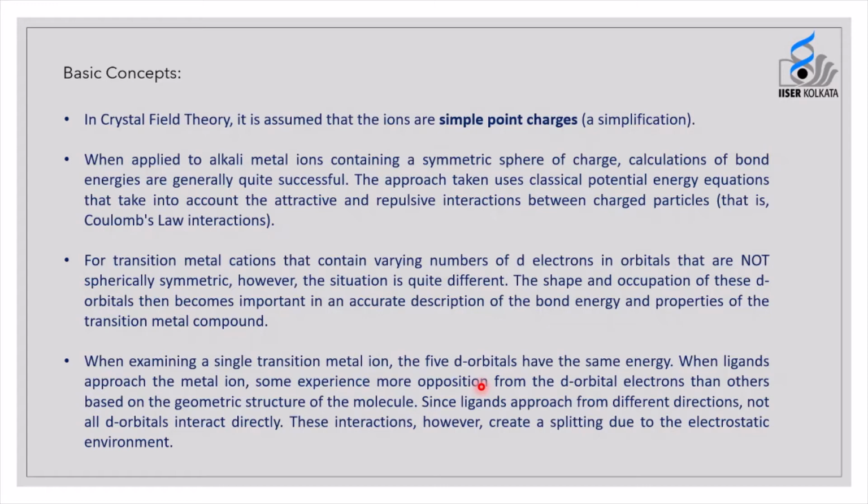When we apply this to alkali metal ions containing a symmetric sphere of charge, calculation of bond energies is generally quite successful. This means the charge distribution should be symmetric about the center, it should be a sphere. Then if we apply this assumption of point charges, the bond energy calculation will not be affected much. The approach taken uses classical potential energy equations that take into account the attractive and repulsive interactions between charged particles, that is, Coulomb's law interactions.